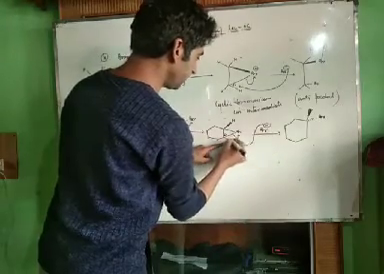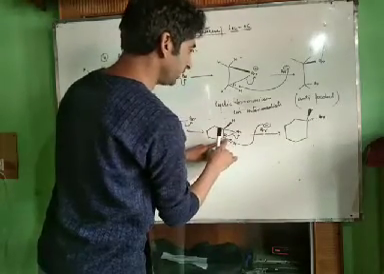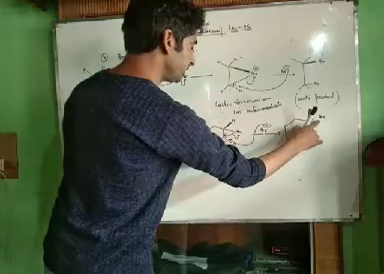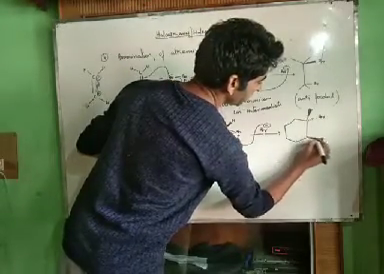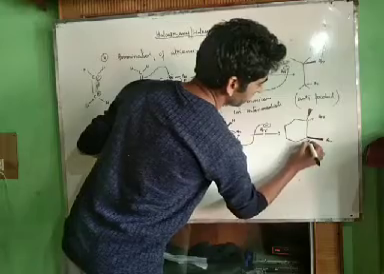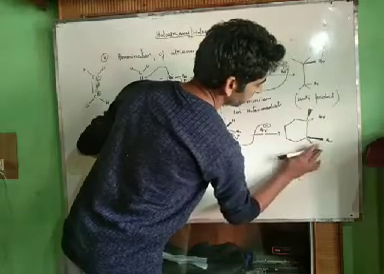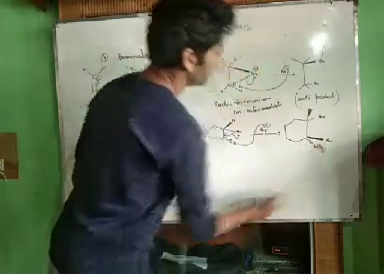Now this Br negative attacks. From where will this Br negative attack? Since one bromine is already below the plane, the new bromine will attack from above the plane. This will be our product. This will be the product of this reaction.